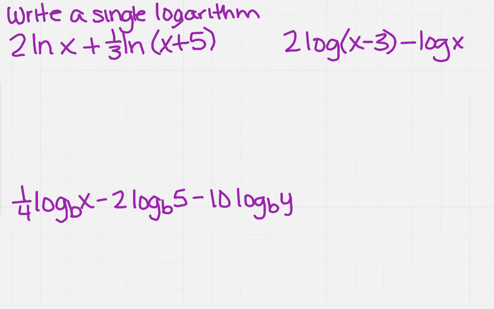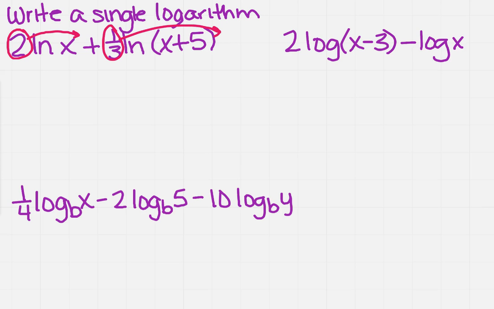We want to write a single logarithm for each one of these examples. Now, we need to do this in small steps or small increments. And we kind of want to do it in the reverse order in which we learned the properties. So we did the product rule, the quotient rule, and the power rule. So the first thing we want to do is undo the power rule. If we undo the power rule, remember that now you're going to take what's out in front and put it as a power.